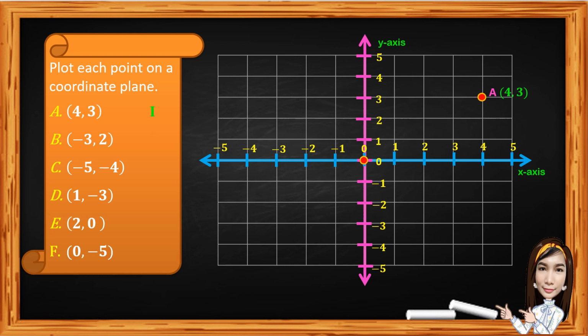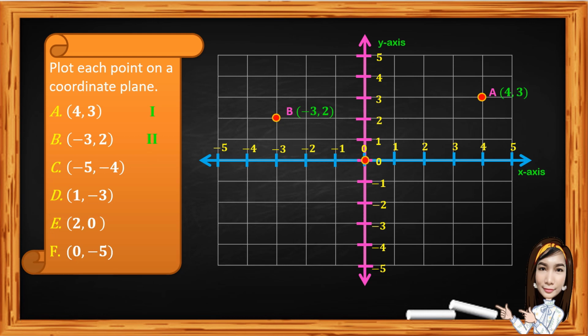Next, given point B with coordinates negative 3 is the x, positive 2 is the y. Start at the origin, we move 1, 2, 3 units to the left for the x-coordinate is negative. From that position, we move 1, 2 units up for the y-coordinate is positive. Then draw a dot to represent point B with coordinates (-3, 2). And that is located in quadrant 2.